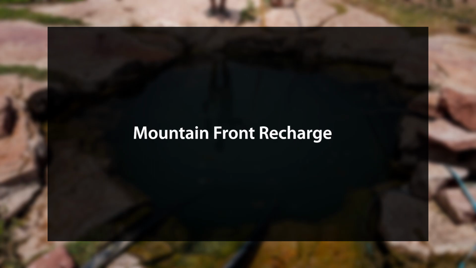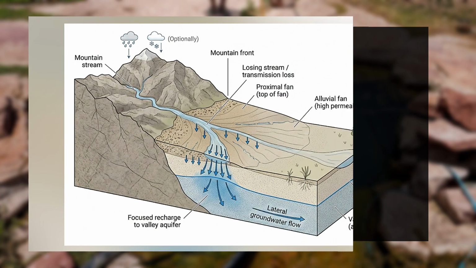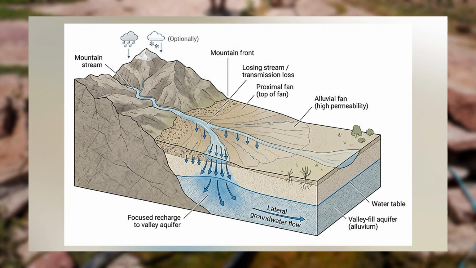The mountain front recharge occurs when water flows off the mountains as surface runoff and infiltrates the ground at the front, where the mountains meet the valley floor. As these streams flow across the permeable alluvial fans at the edge of the basin, they lose water into the ground, becoming losing streams. This water soaks in at the proximal end, that is at the top of the fan, to recharge the aquifer.